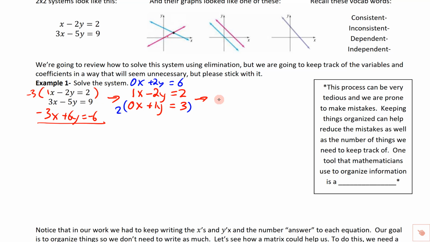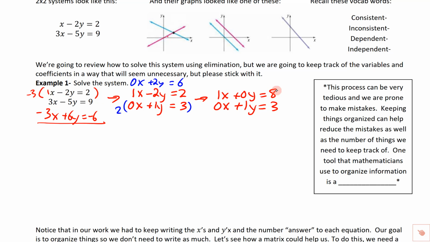Now, here's where it gets really silly. I'm going to rewrite that last one because I really like that one. That one tells me what y is right there. And then I'm going to rewrite this first row by doing this first equation. 0x plus x is going to be 1x. And then 2y minus 2y is going to be 0 y's. And then over here, I end up with 2 plus 6, so I end up with 8 there.